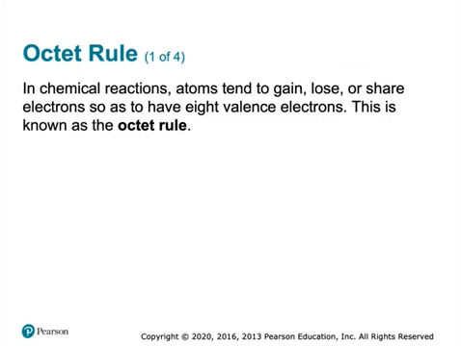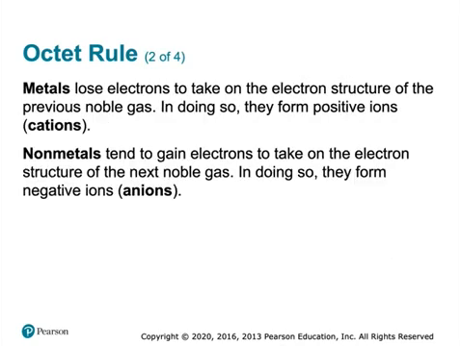So octet rule, I told you this before, they tend to gain or lose electrons, so they have 8 valence electrons. And that's from the s and the p's. So there's 2 s electrons and 6 p electrons. So 2 plus 6 is 8. And that's also why hydrogen and helium only bond to get to 2. Well, helium tends not to bond. It can, but it tends not to. So at least not in the scope of this class.